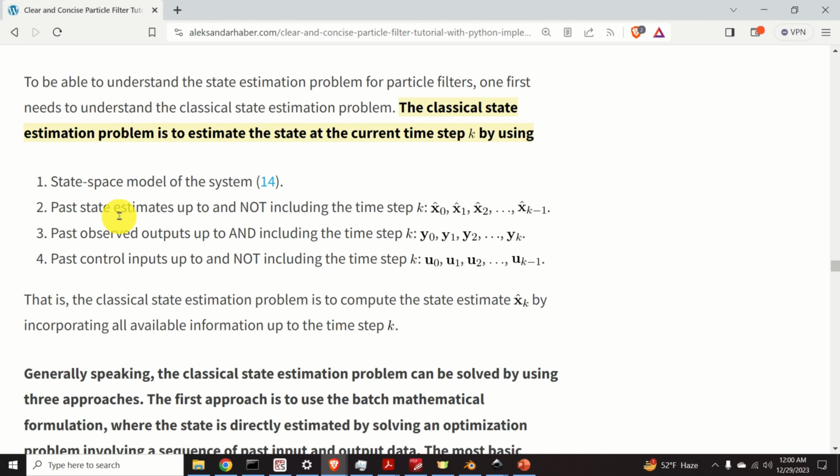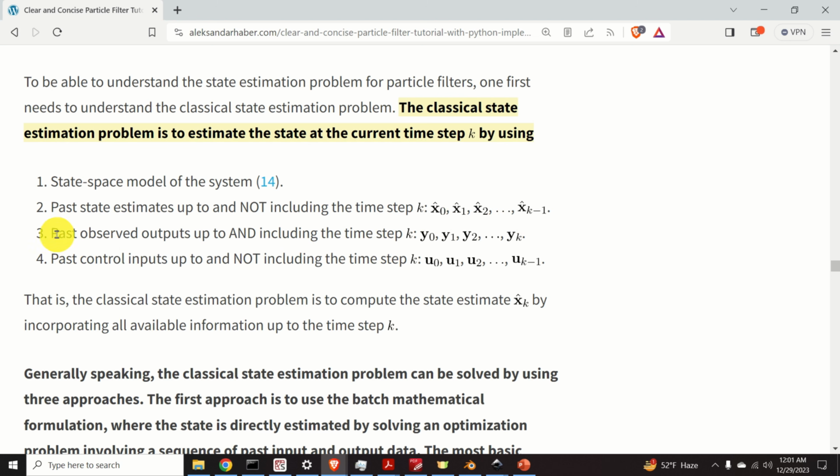To be able to understand the state estimation problem for particle filters, one first needs to understand the classical state estimation problem. The classical state estimation problem is to estimate the state at the current time step k by using, first of all, the state space model of the system, then by using past state estimates up to and not including the current time step k, that is by using x0 hat, x1 hat, x2 hat, and until xk minus 1 hat. Here, the hat notation denotes the state estimate.